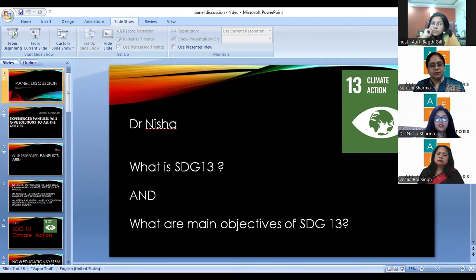The Paris Agreement, which was adopted in 2015, is a legally binding international treaty which aims at limiting global warming to well below 2 degrees Celsius, preferably to 1.5 degrees Celsius compared to pre-industrial levels. So overall, this SDG goal targets these factors, which mobilize financial resources for climate action and enhance the capacity of developing countries to address climate change. Thank you so much, ma'am.